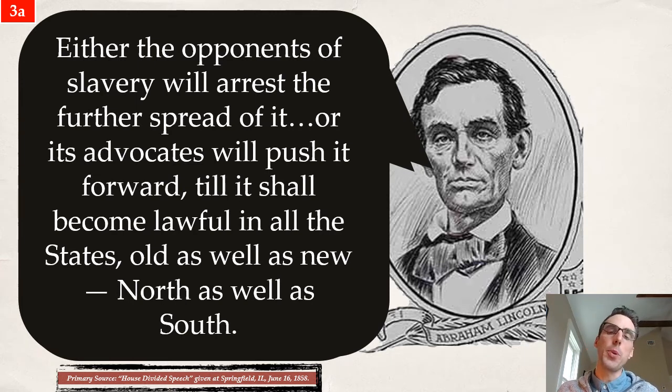Lincoln is essentially putting into words what Taney's decision said. If the Missouri Compromise is unconstitutional, if you cannot ban slavery below the 36°30′ line, well, then you can't ban it anywhere. You can't ban it in Pennsylvania, where it's technically against the state law. You can't ban it in Massachusetts.